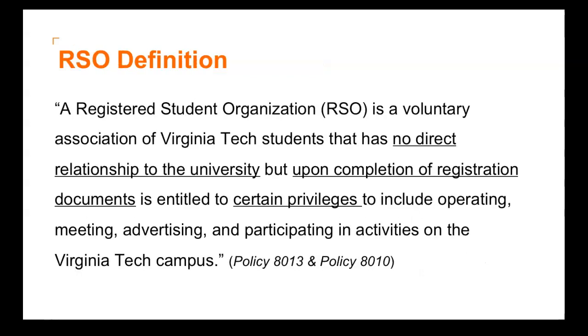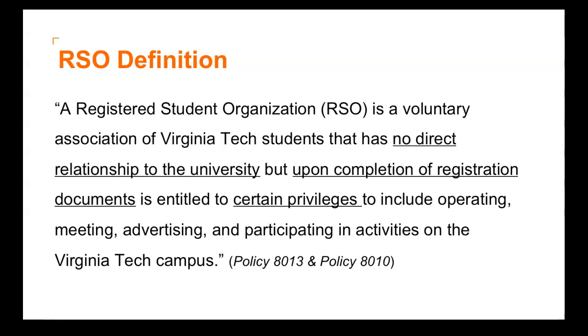Per Policy 8013 and Policy 8010, Virginia Tech defines student organizations as a voluntary association of Virginia Tech students that has no direct relationship to the university, but upon completion of registration documents is entitled to certain privileges to include operating, meeting, advertising, and participating in activities on Virginia Tech campus.